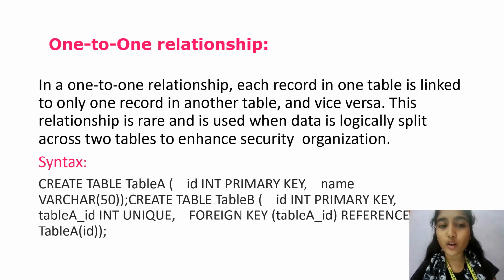The first relation is one to one. Each record in one table is linked to only one record in another table, and vice versa. This relationship is rare and is used when data is logically split across two tables to enhance security and organization. So I have represented the syntax of a one-to-one relationship.